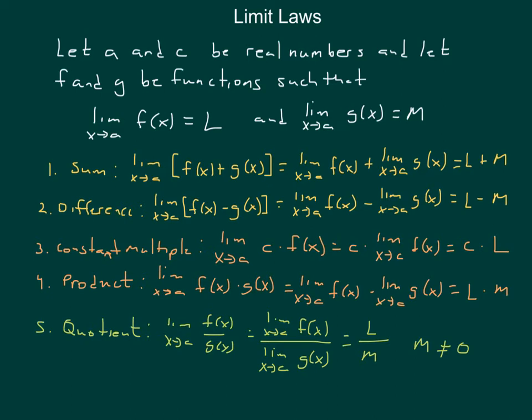So again, what you have in each one of these cases. In the first one, we know that the limit of a sum is equal to the sum of the limits. The limit of a difference is the difference between the limits. The limit of a constant times a function is the constant times the limit. And the limit of the product of two functions is the product of the limits.